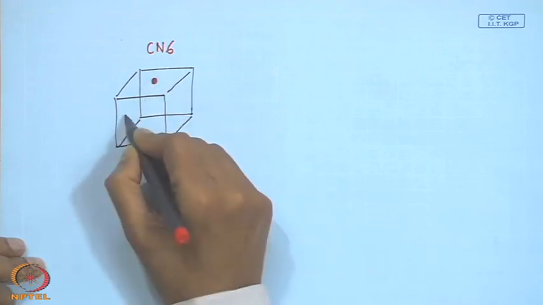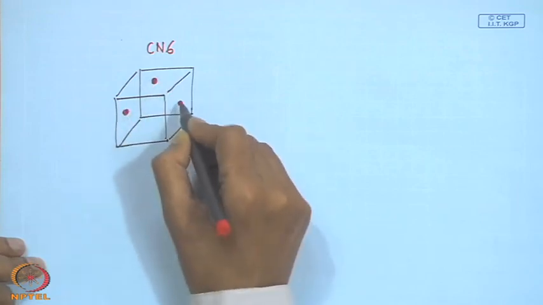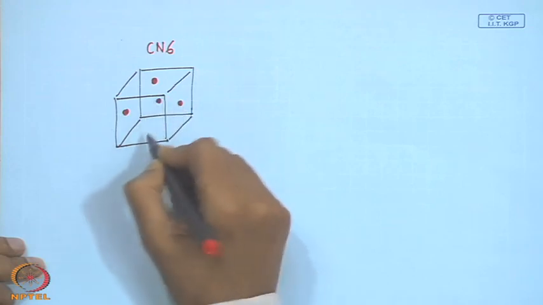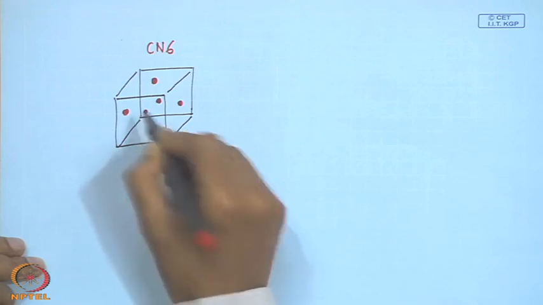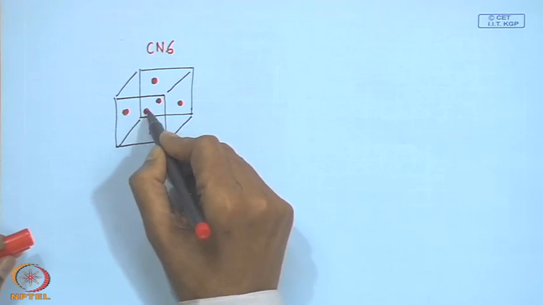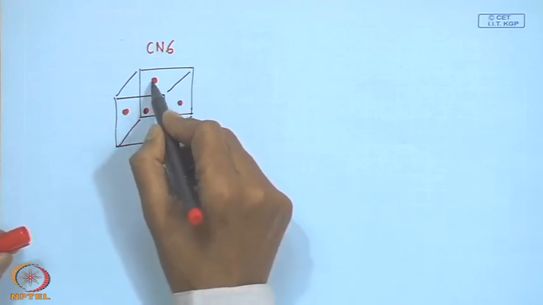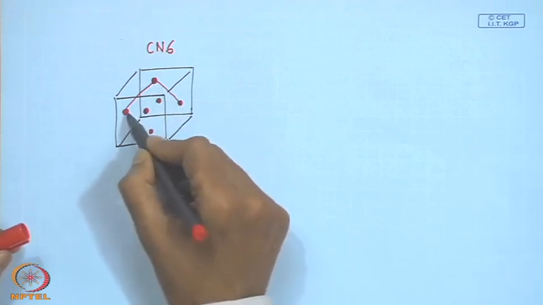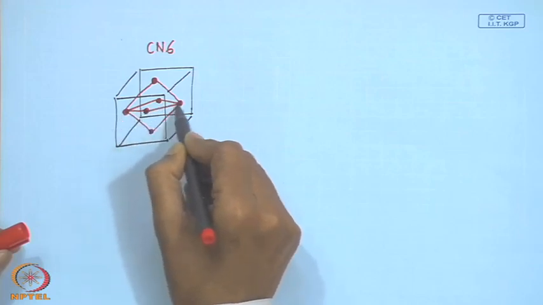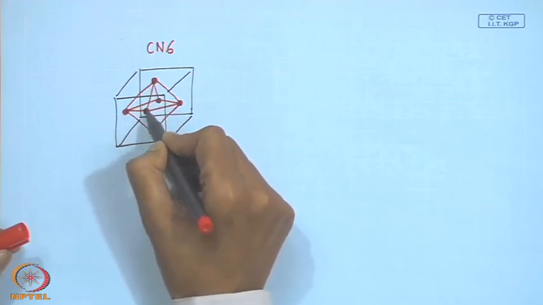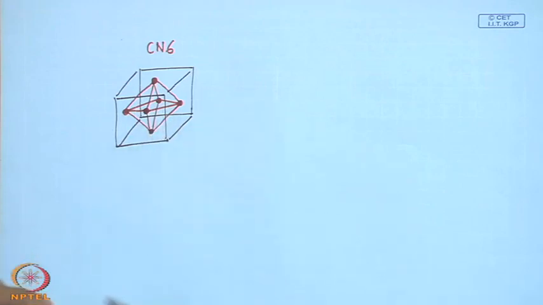So, we have one ligand here, another ligand here, another ligand here. So, all the central positions of the 6 faces of the cube. So, if we just connect all of them, we get a nice octahedron. So, this is the octahedron that we can have within the corresponding cube arrangement.